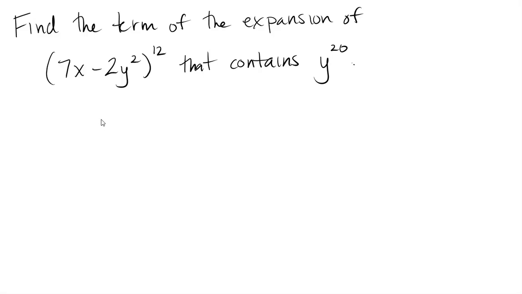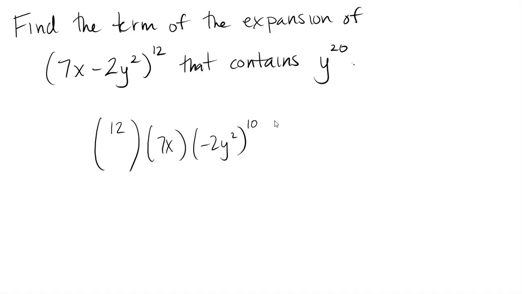Okay, so I know the terms of this expansion are going to be 12 choose something, 7x raised to some power, and negative 2y squared raised to some power. We want the term that contains y to the 20th, so we need a power on the last set of parentheses that will give us y to the 20th. Keeping in mind that we're raising a power to a power, we need to multiply by 10 here. So you're choosing 10 copies of the second term, that means this will be 12 choose 10. And if we've only chosen 10 terms so far, and there are 12 terms to choose total, that means we need 2 more here. So that will be 7x squared.